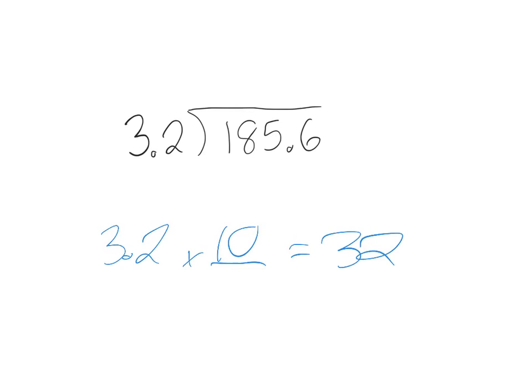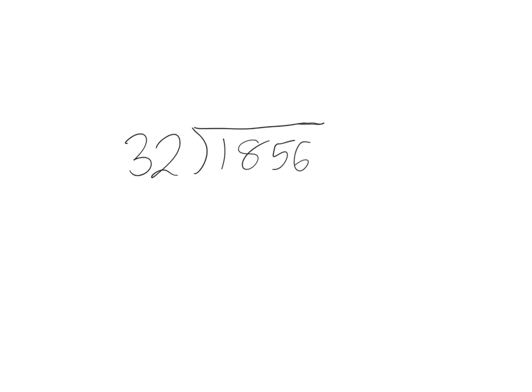If I multiply my divisor by 10, I have to do the same to my dividend. So, this is going to become 32, and this is going to become 1,856. Now I'm left with a pretty basic question: how many times does 32 go into 1? And it doesn't. So now I'm going to ask myself, how many times does 32 go into 18? It doesn't. So now I'm going to ask, how many times does 32 go into 185? Well, it will. We just don't know how many times.